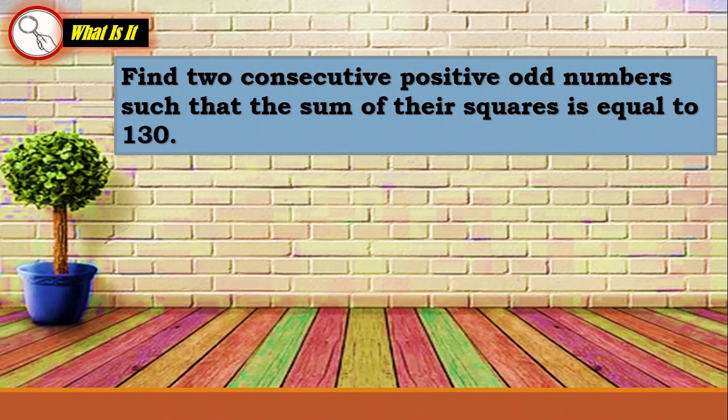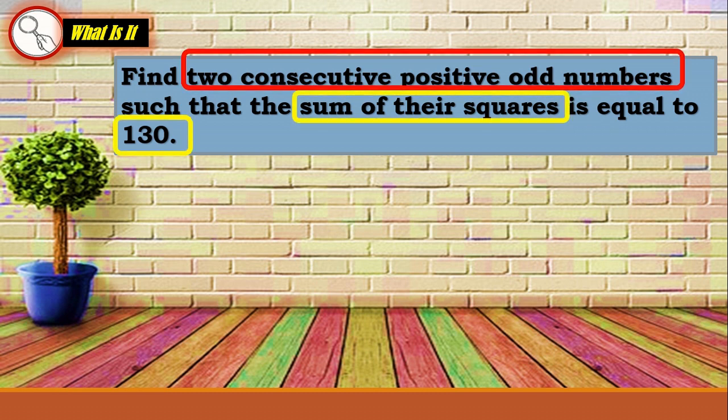First example: find two consecutive positive odd numbers such that the sum of their squares is equal to 130. We just read, now let's understand. We are looking for two consecutive positive odd numbers. Now, since they are odd numbers, their difference must be 2. For example, we have 3 and 5. These are consecutive positive odd numbers. 5 minus 3 is equal to 2. Now, put that into the corner of your head. We are going to need that later.